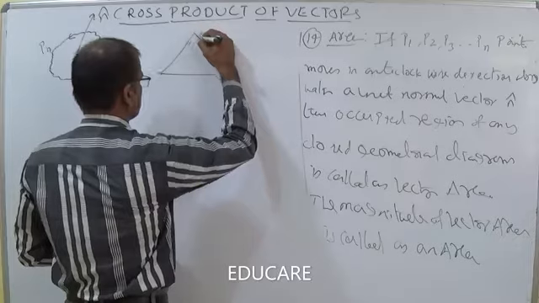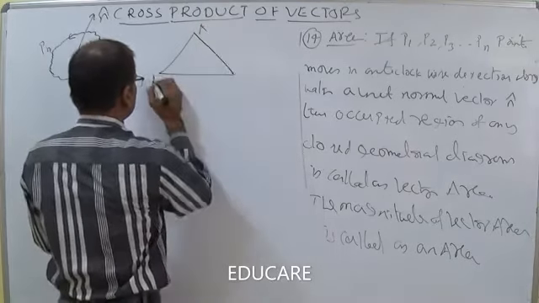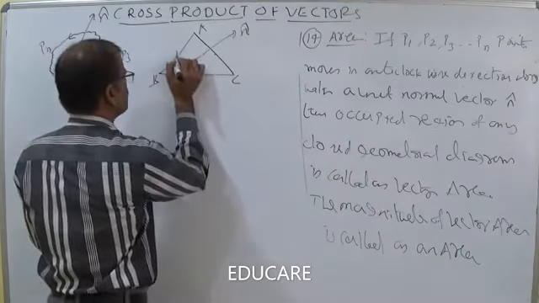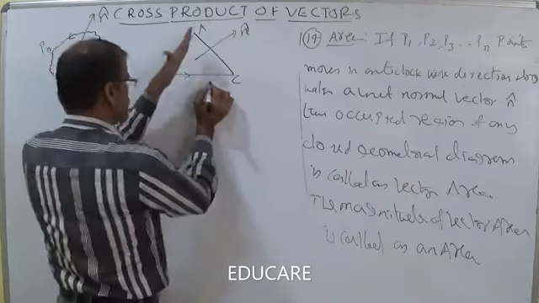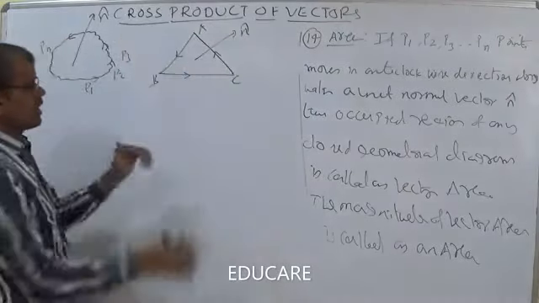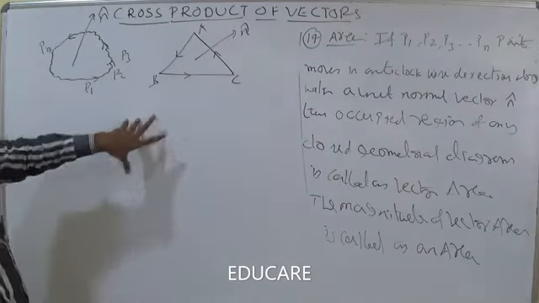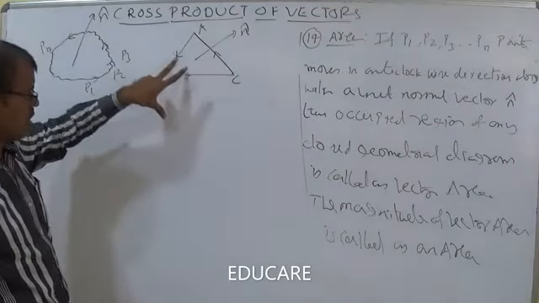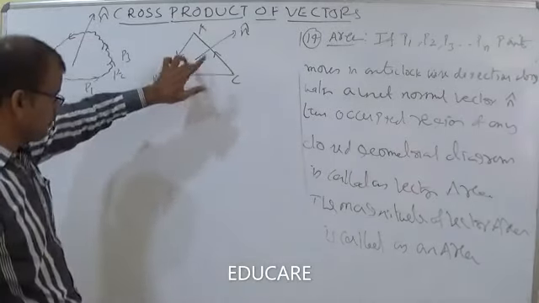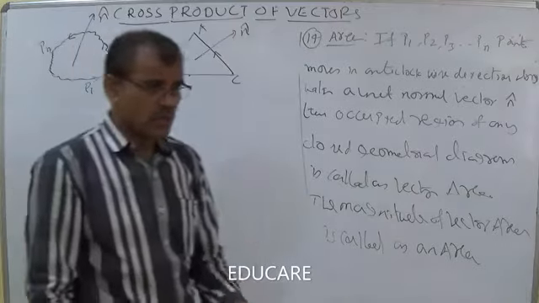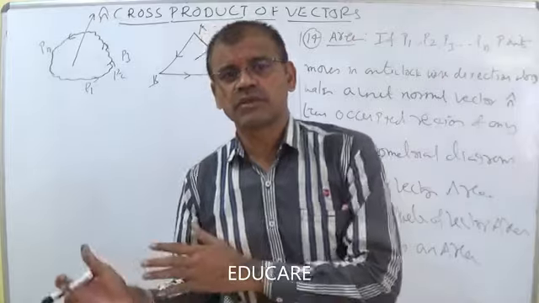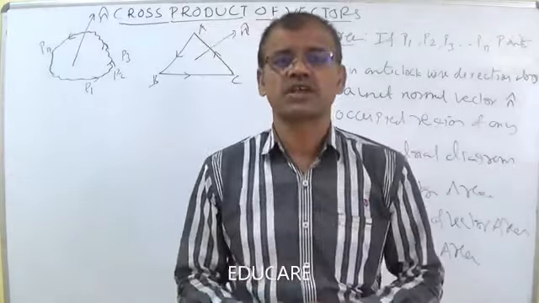Example, this is a triangle. Let this be A, this B, this C. This is a normal vector N. So A moves towards B, B moves towards C, and C moves towards A, a closed diagram, along with a unit normal vector N bar. So the occupied region is called vector area. Example, the vector area may come in the form 2i minus 5j plus 3k. Minus also you can get, no problem.